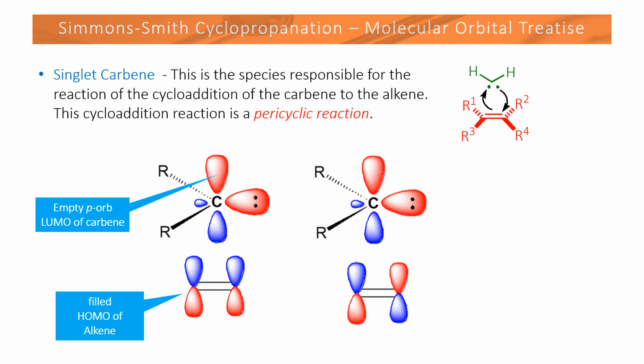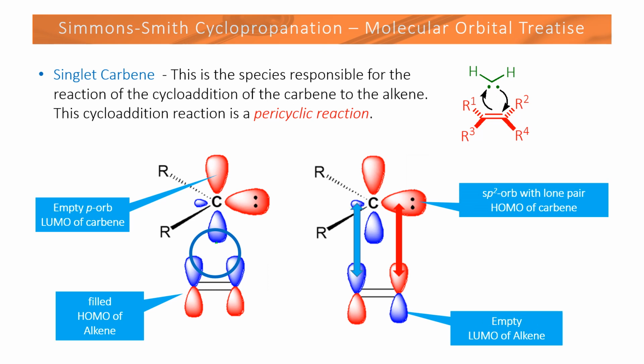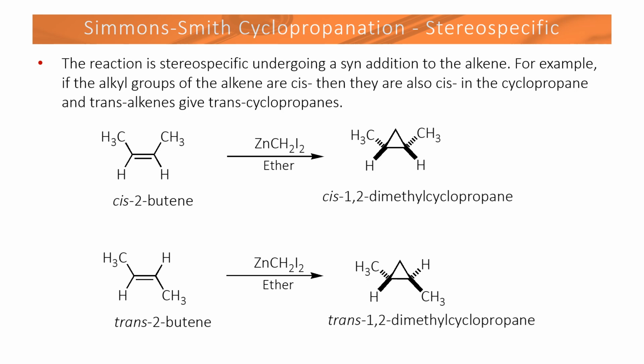Note, we also have here a sp2 orbital with the lone pair, and that's the HOMO of the carbene. And that reacts with the empty LUMO of the alkene. This empty LUMO, of course, is Psi2 of the alkene. That mechanism explains exactly why we retain this stereochemistry.